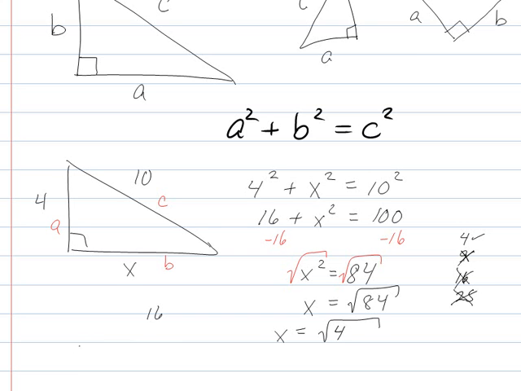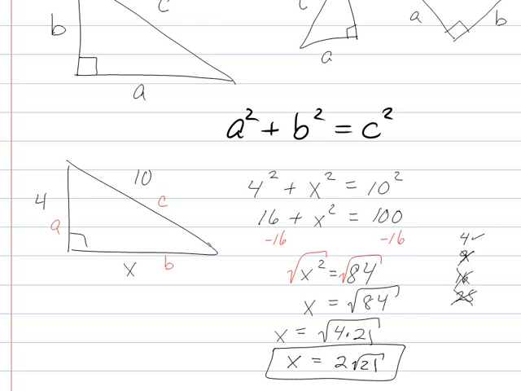Alright, so I've got 4 times 21. Oh yeah, 21's not going to do anything interesting. So I can pull out the 4, make that 2, root 21. Alright? So something kind of along those lines.